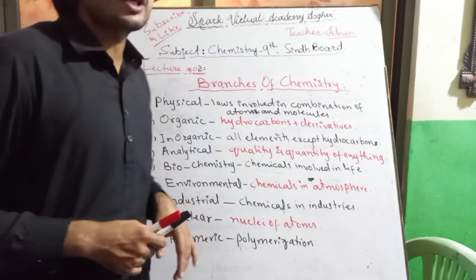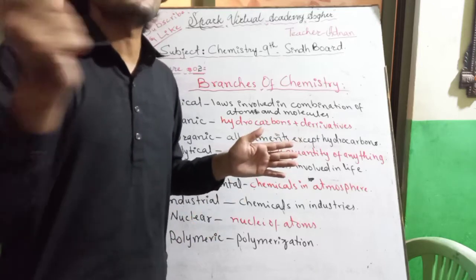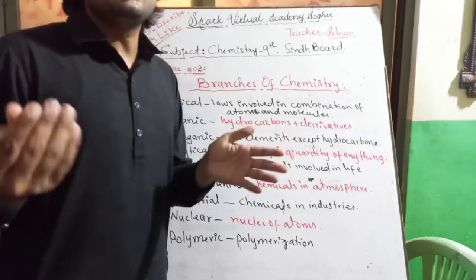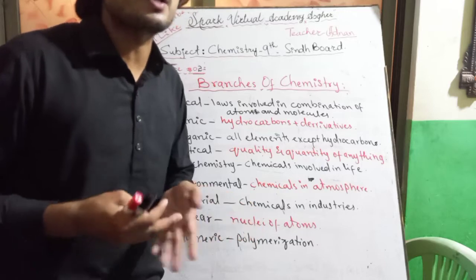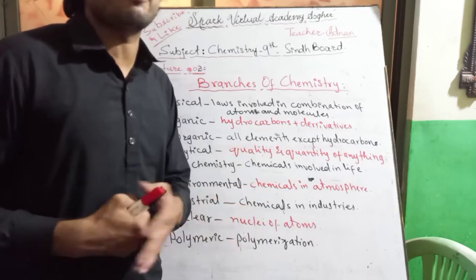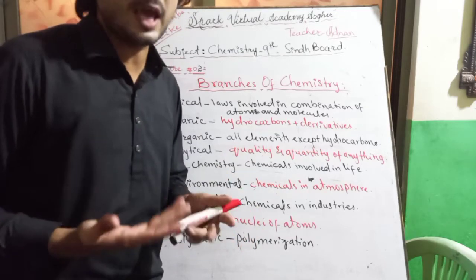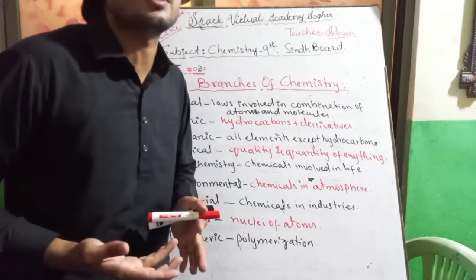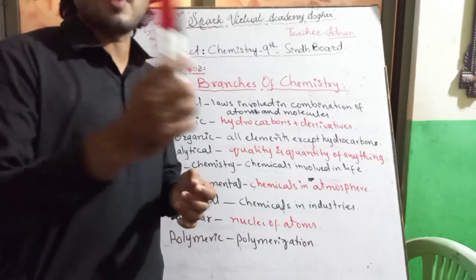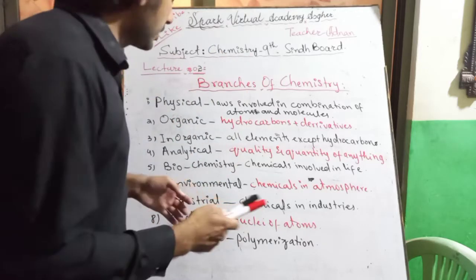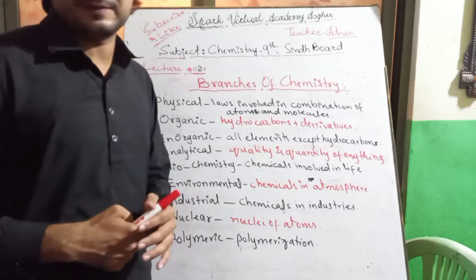If we talk about the environmental chemistry, in our atmosphere, there are numerous gases present, there are numerous chemicals present. If we start studying those chemicals and those chemical processes which are present in our atmosphere, then it will be included into the environmental chemistry.